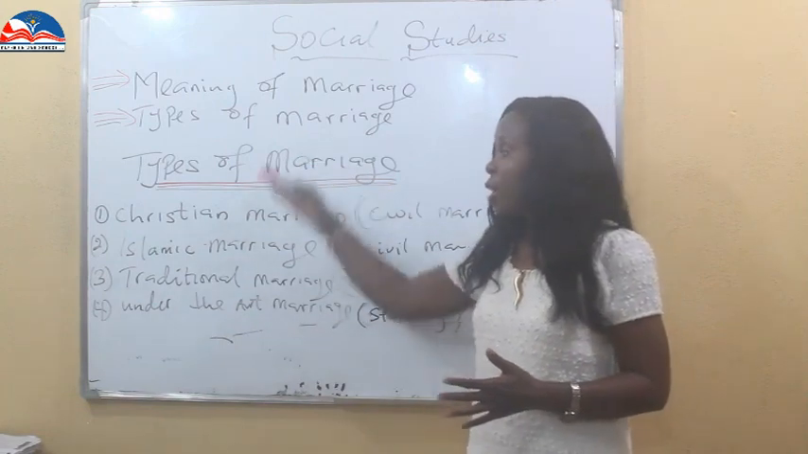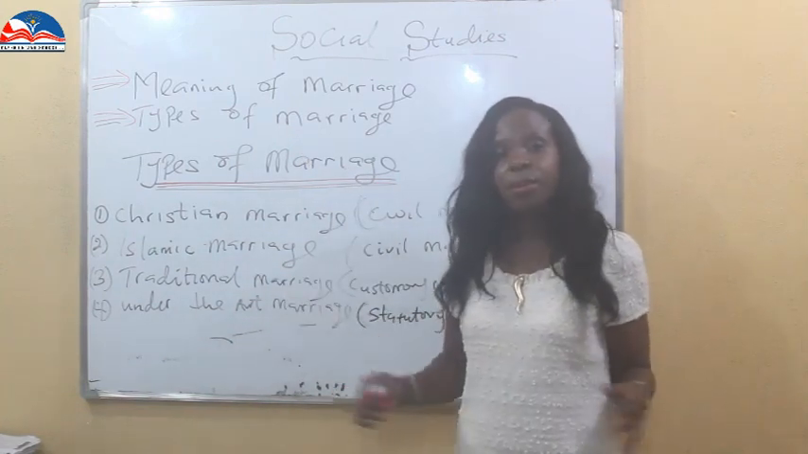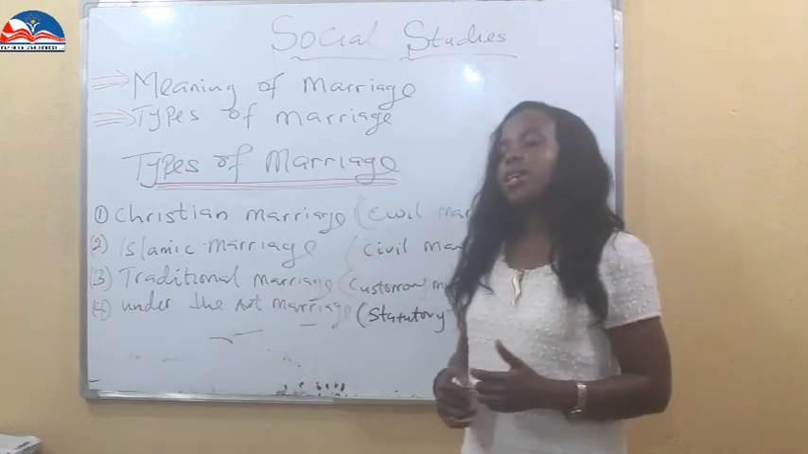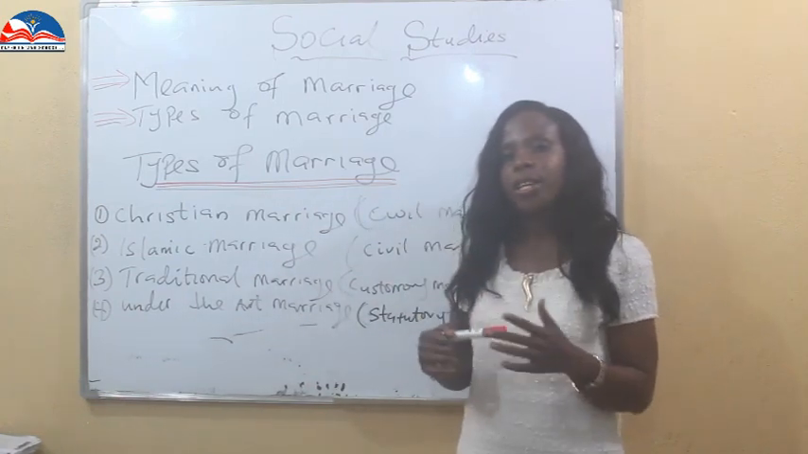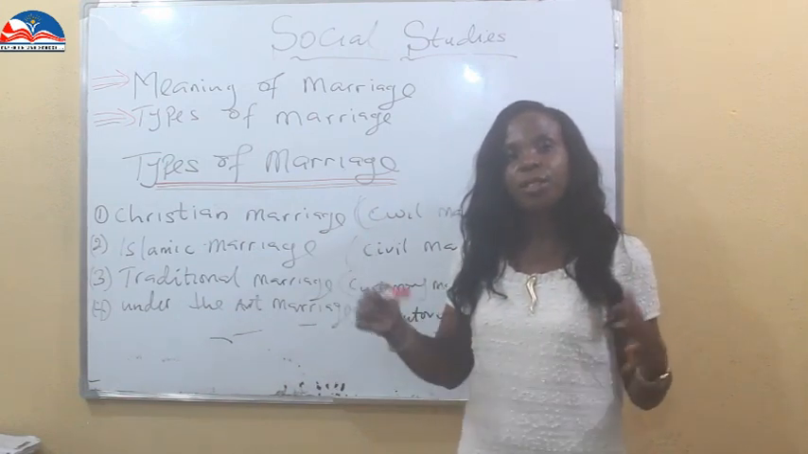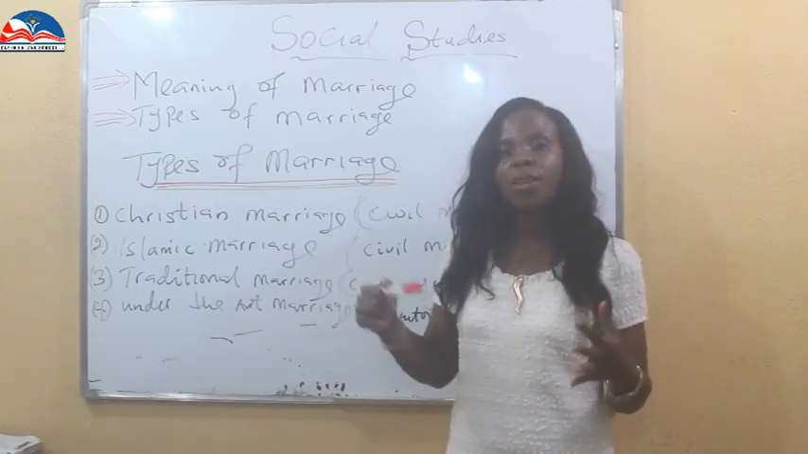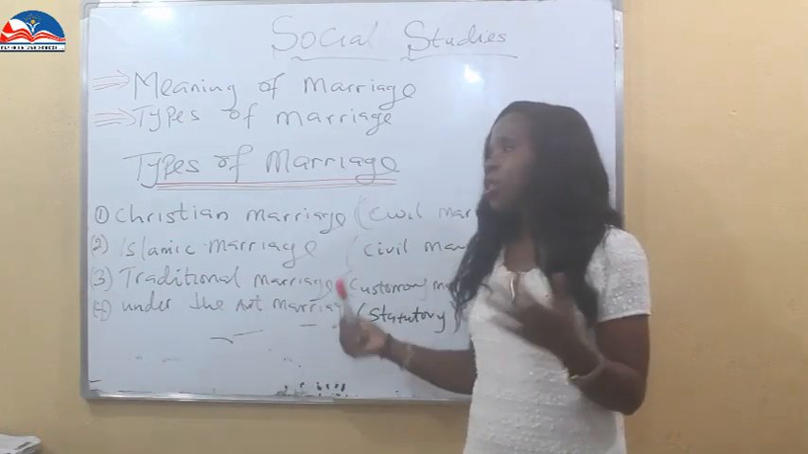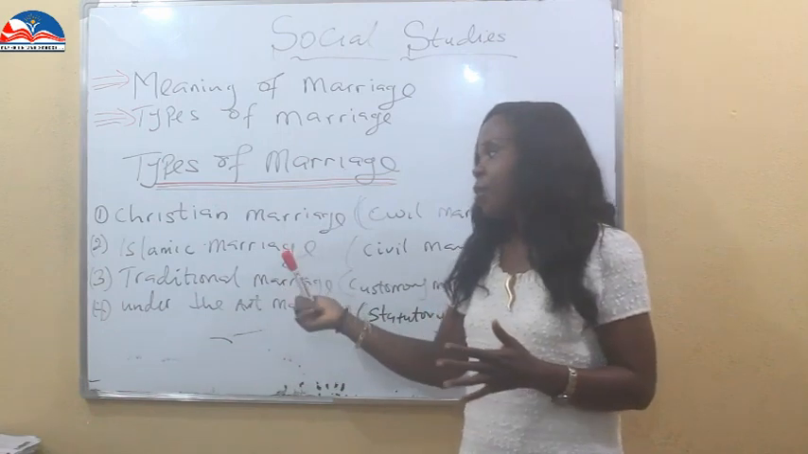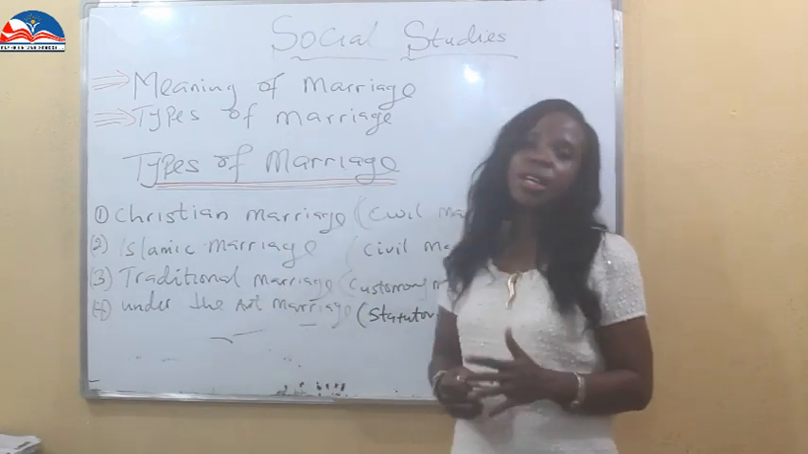So these four marriages are acceptable in Nigeria. This will be it for our class today. Please go over the video again and again. We've explained what marriage is. We've talked about polyandry, monogamous marriage and polygamous marriage. We also talked about the types of marriages we have: Christian marriage, Islamic marriage, traditional marriage, marriage under the law.